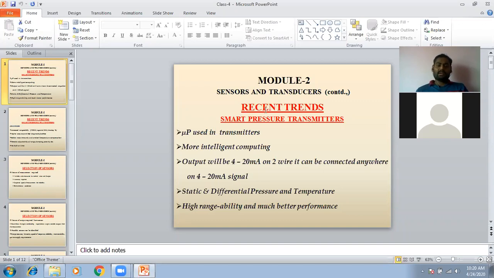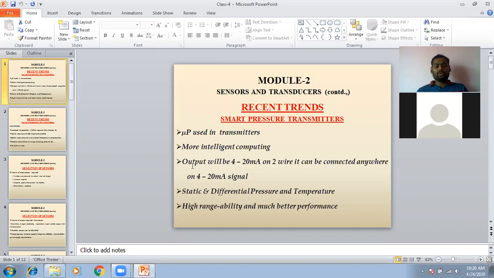In the recent trends, we are going to see the smart pressure transmitters. These smart pressure transmitters are equipped with a microprocessor. When I use the microprocessor, it consists of some memory and it can communicate with other devices. So those are all advantages of these kinds of transducers. When I use microprocessors in these transducers, they act as more intelligent devices and are used for computing purposes.